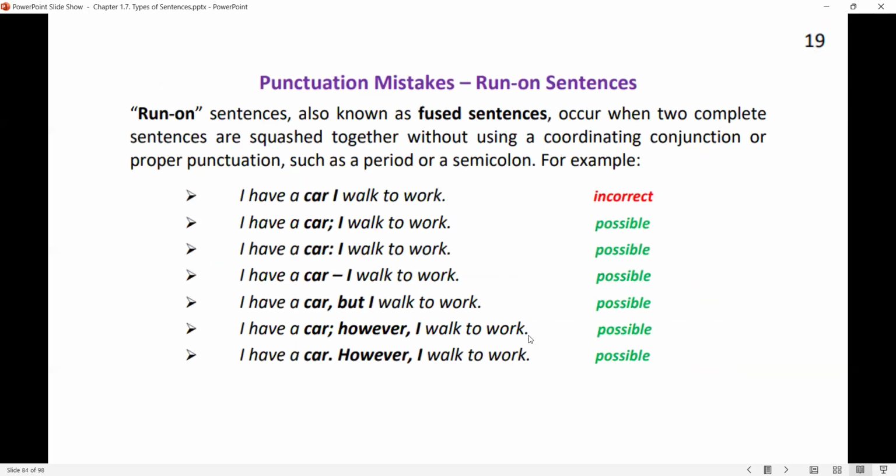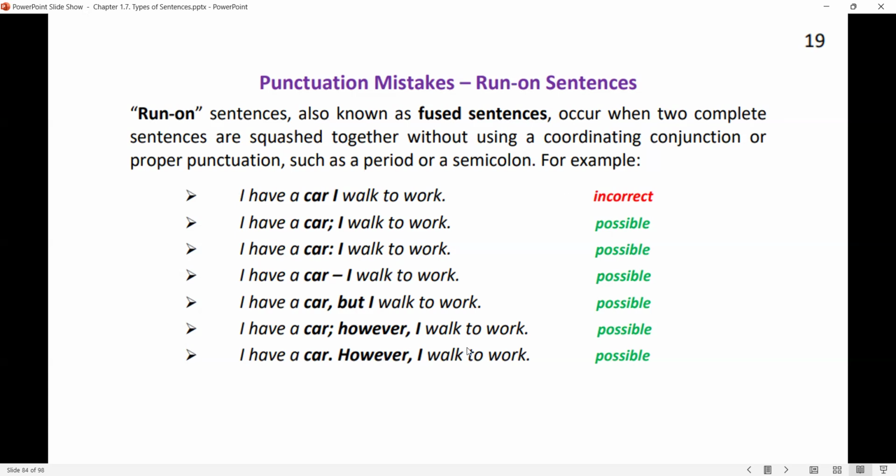Now page 19. These are punctuation mistakes in run-on sentences. What is a run-on sentence? Run-on sentences are also known as fused sentences. We have these types of sentences when 2 complete sentences are squashed together without using a coordinating conjunction or proper punctuation, such as a period or semicolon.